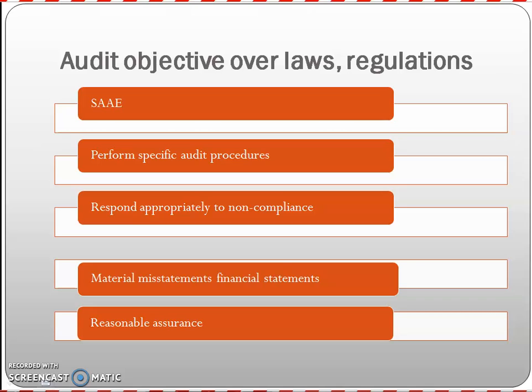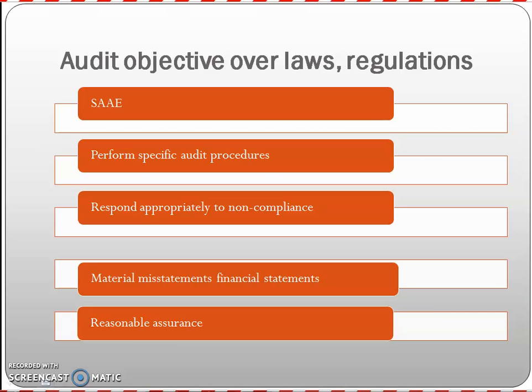The objective of the auditor is to perform specific audit procedures to identify the instances of non-compliance which have a direct impact on the financial statements, and to obtain sufficient appropriate audit evidence regarding the laws and regulations which have a direct impact on the financial statements. The auditor has to perform specific audit procedures in respect of this. The auditor has to respond appropriately to any non-compliance observed, or suspected non-compliance with such laws, rules, regulations during the course of the audit.